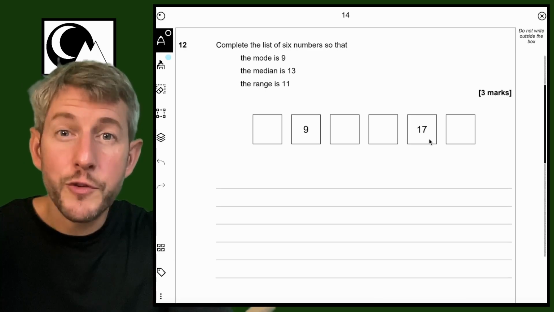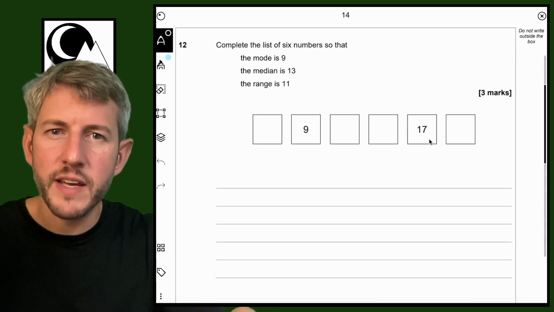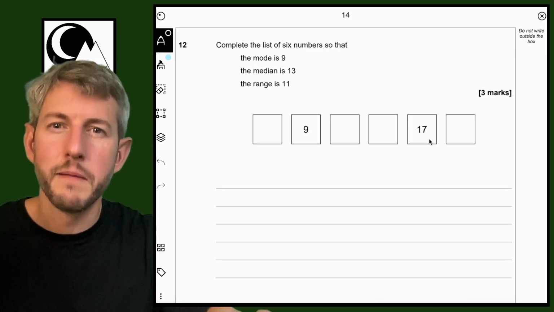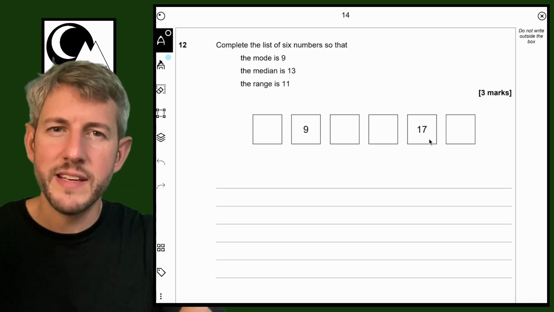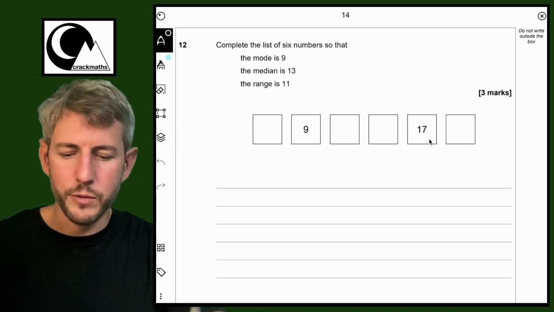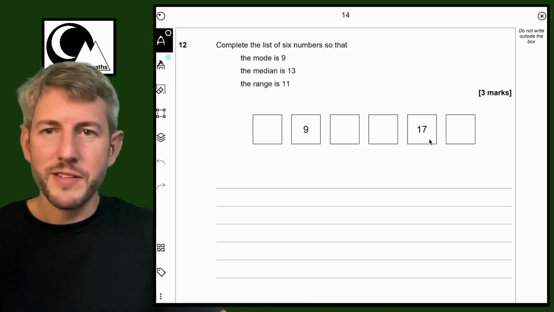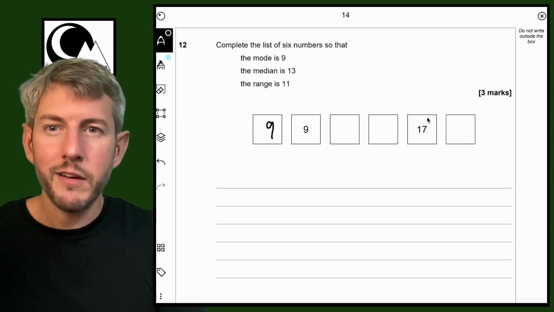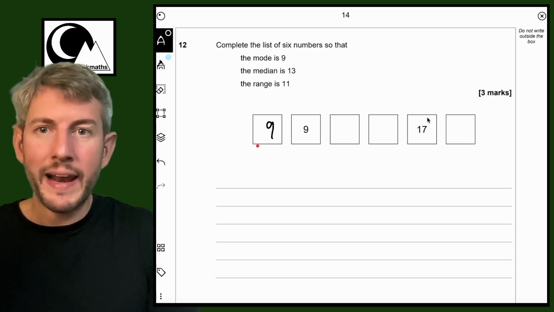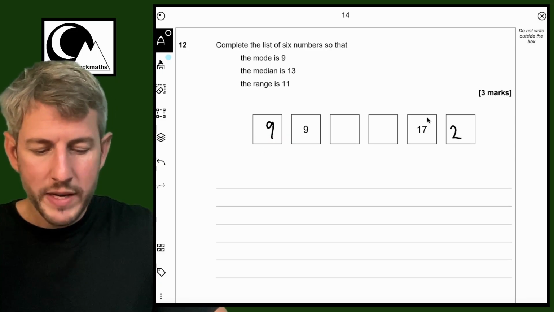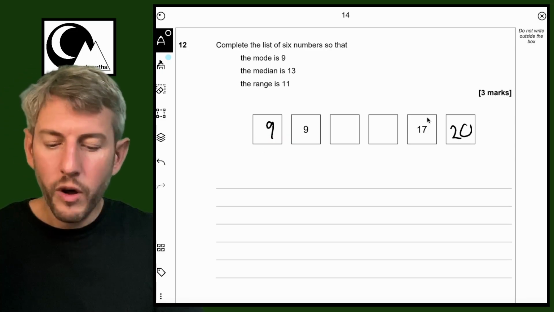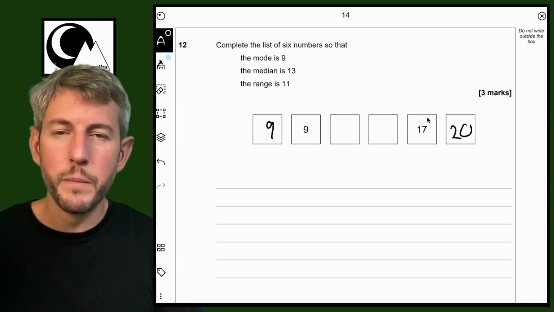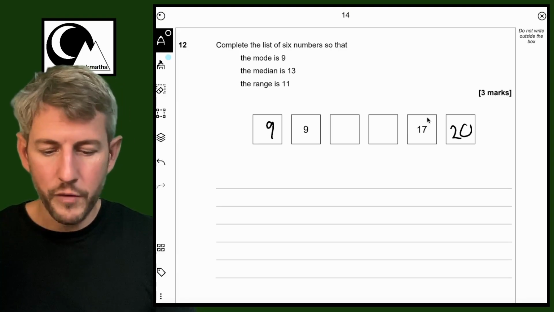Complete the list of 6 numbers so that the mode is 9, the median is 13, and the range is 11. Okay, right, so let's do this first. I'm going to say, if the mode is 9, I'm going to make this 9, and if the range is 11, I'm going to add 11 onto this to get 20 up here. And now what I can do is I can do any 2 numbers that give me a median of 13.